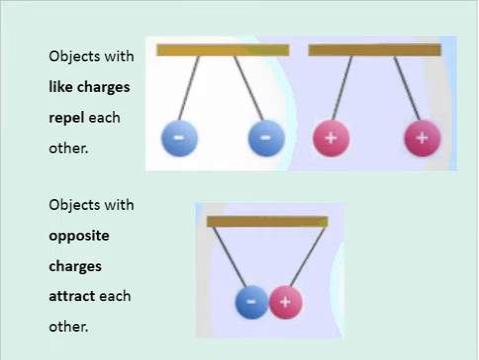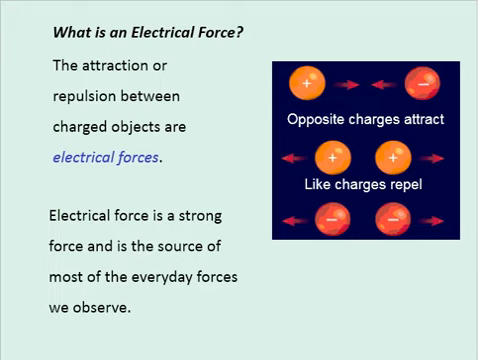The rule with electrical forces is they exist between like and unlike charges. Like charges, meaning when we have two objects that are negatively charged or two objects that are positively charged, they repel each other. They push each other away. On the other hand, when we have objects with opposite charges, meaning one's positive and one's negative, they attract each other, or they pull each other towards each other. So that attraction or repulsion between those charged objects is a force, and that is the electrical force. It's caused by the fact that those objects have charge.